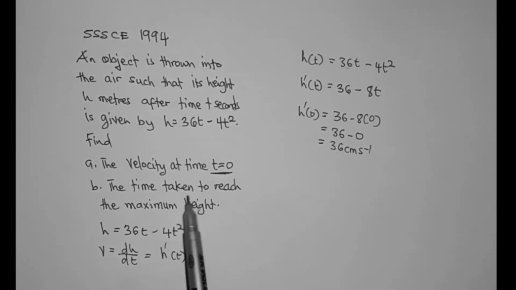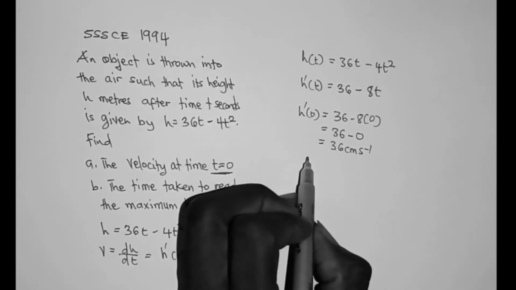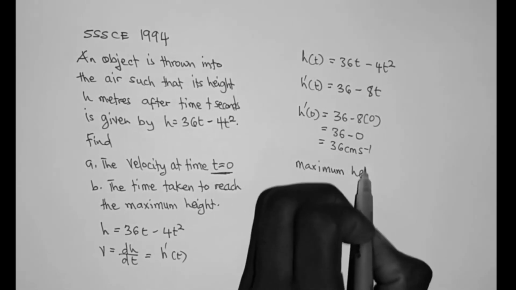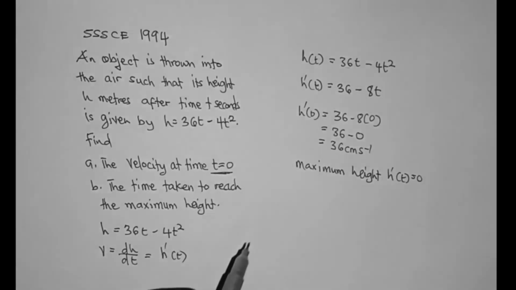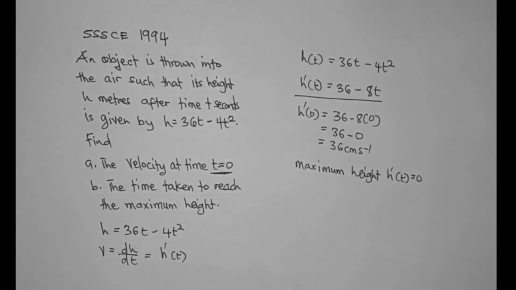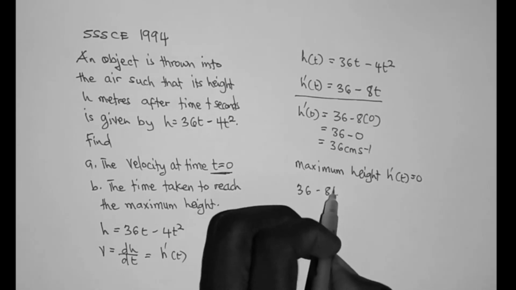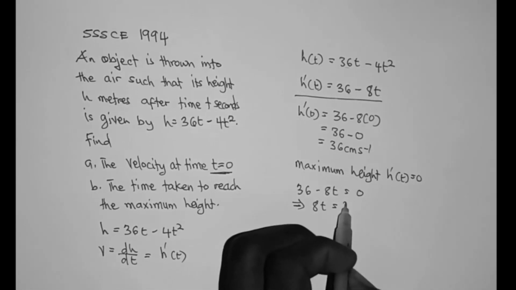Then the second part of the question says we should find the time taken to reach the maximum height. So now, at the maximum height, h prime of t is equal to 0. So what we need to do is take h prime of t, which is this equation, and equate it to 0, and we can find the value of t. So 36 minus 8t is equal to 0. This implies that 8t is equal to 36.